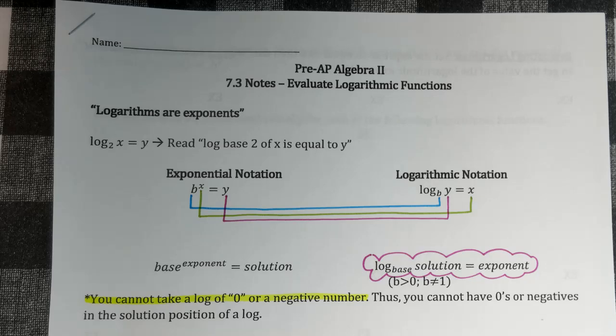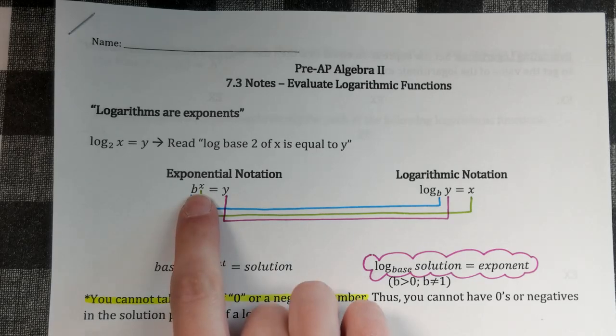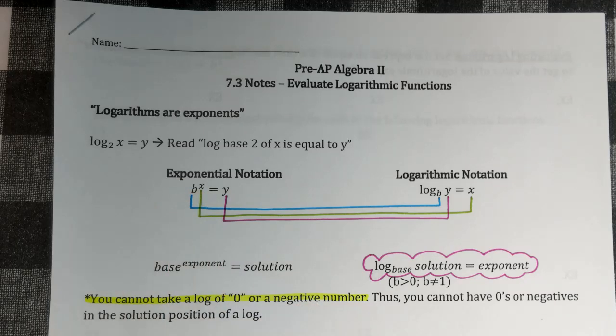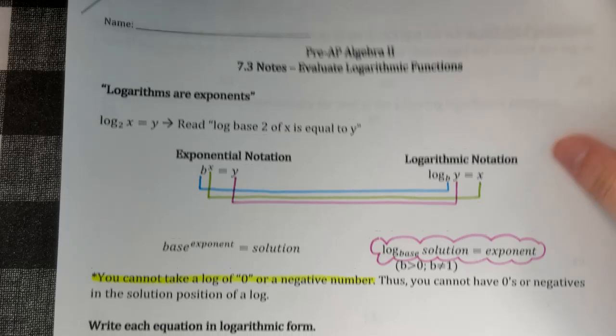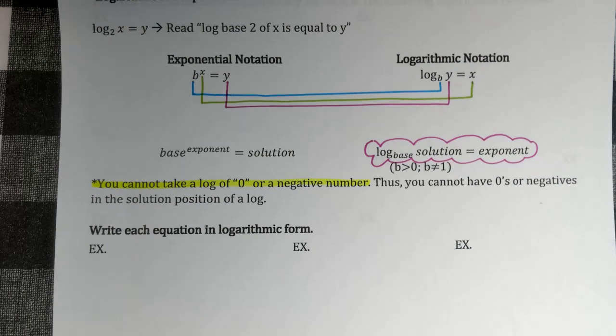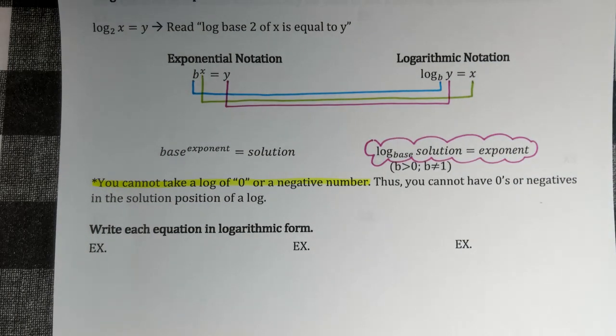Same thing with a negative, because if you took a negative here, a negative exponent just means it's in the wrong position. It does not make the value negative. So you cannot take the log of 0 or a negative number. You have to remember that. And that really comes into play when we do 7.5, when we're solving. Today we're just evaluating, not solving.